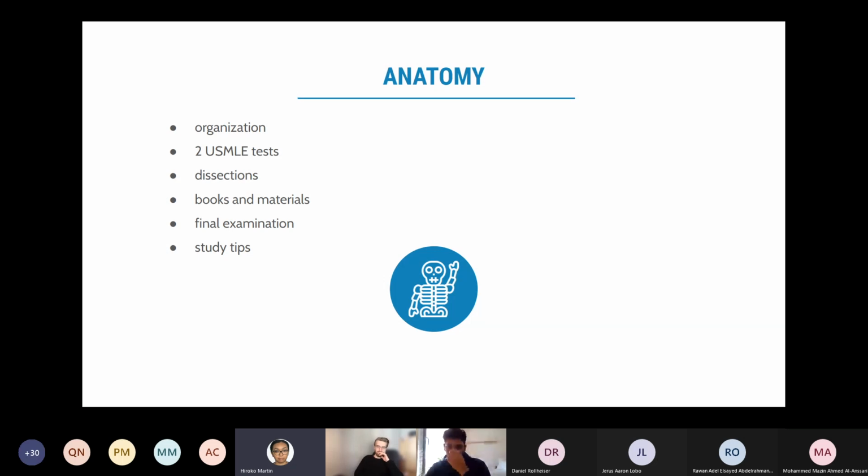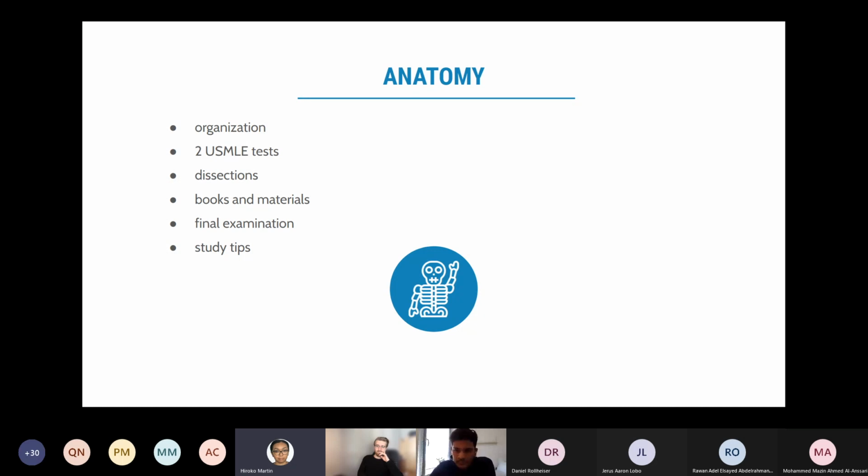During the semester, you should know already from last semester that you were supposed to have a total of 3 USMLE tests through this year. You will have 2 of those tests this semester. You will have one in week 5 and another one in week 13.